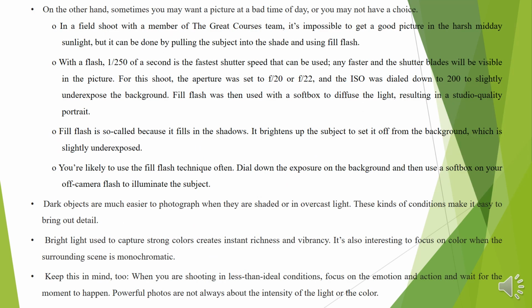Alright. Next, on the other hand, sometimes you may want a picture at a bad time of the day, or you may not have a choice. In a field shoot with a member of the Great Courses team, it's impossible to get a good picture in the harsh midday sunlight, but it can be done by pulling the subject into the shade and using fill flash. With a flash, 1/250 of a second is the fastest shutter speed that can be used. Any faster, and the shutter blades will be visible in the picture.